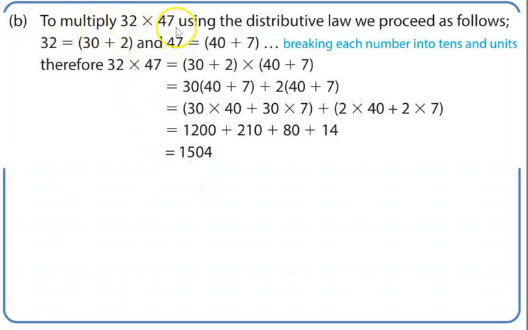To multiply 32 by 47 using the distributive law, we proceed as follows. So 32 is broken down into 30 plus 2, and 47 is broken down into 40 plus 7, breaking each number into tens and units. Therefore, 32 times 47 is going to be the same thing as (30 plus 2) multiplied by (40 plus 7). So it's going to be 30 times (40 plus 7) plus 2 times (40 plus 7). So 30 times 40 plus 30 times 7 plus 2 times 40 plus 2 times 7, which gives us 1200 plus 210 plus 80 plus 14, which gives us 1504.